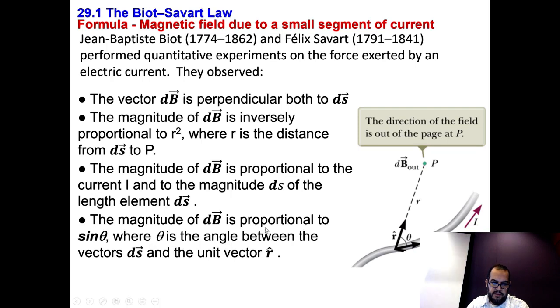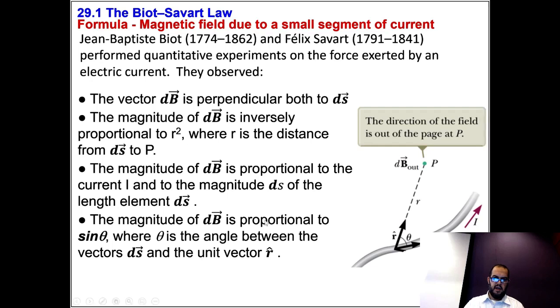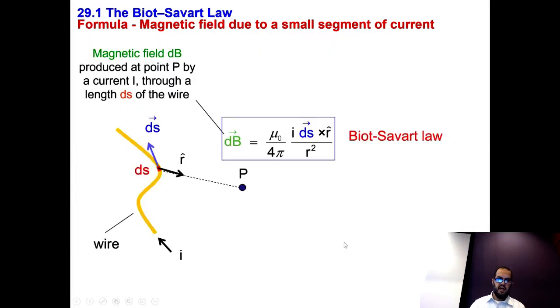The magnitude of the magnetic field is also proportional to the sine of the angle theta. The angle theta is the angle between the wire element ds and the unit vector r. So this is the angle theta. Taking all of these observations together, they are mathematicians, and they came up with the equation, and this is called the Biot-Savart law.